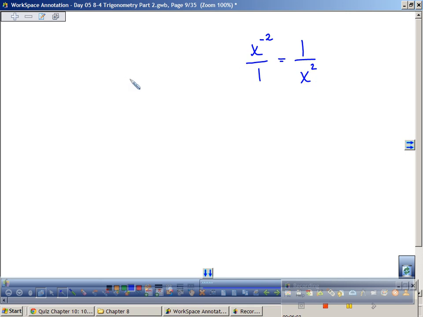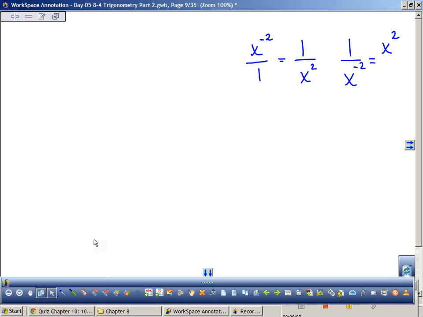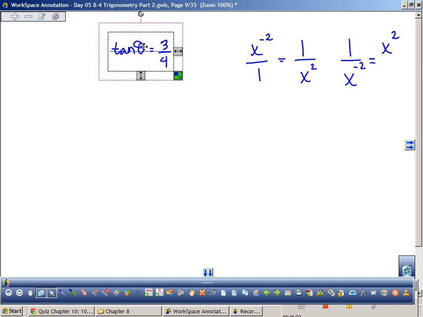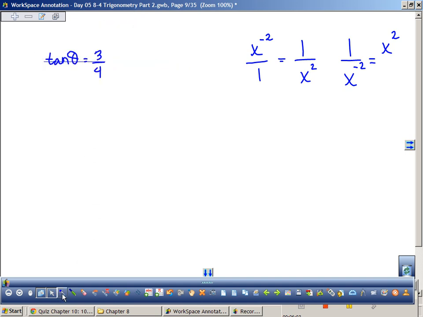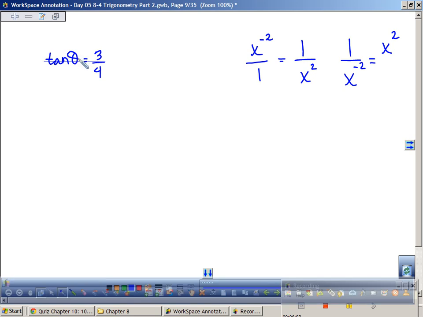We do the inverse. So what if I had 1 over x to the -2? What would that be? Then we would put x squared in the numerator. So that being said, brings us back to this. In order to solve for theta, that's what I'm trying to find, right? I'm trying to find that angle. How do you normally find things when you've got two things next to each other?